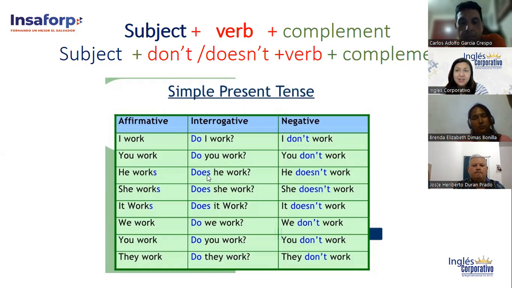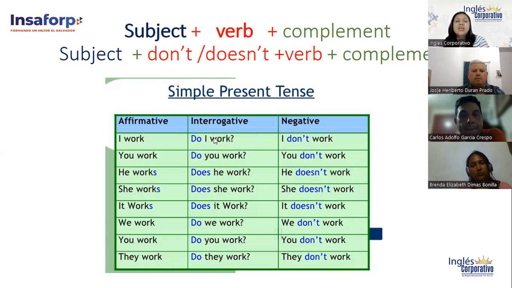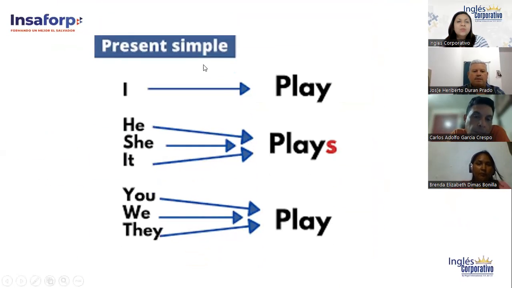Okay, so it's an interrogative form. The structure is do and does for the third person, he, she, and it, and the verb in the base form. Remember, in the present simple, affirmative statements, I play, he, she, and it plays, agregamos la S al verbo, but you, we, and they is just play. Okay?